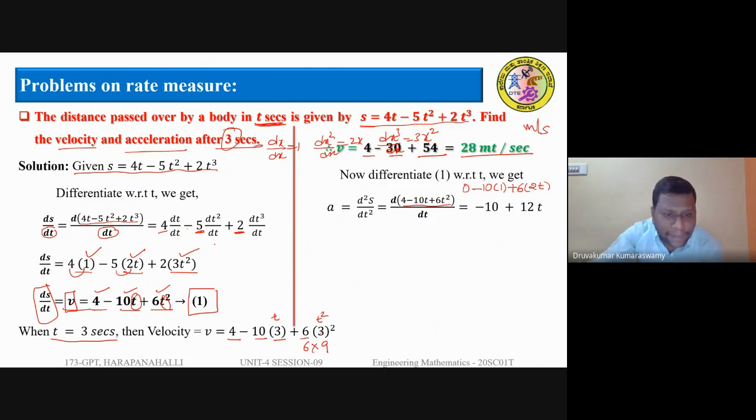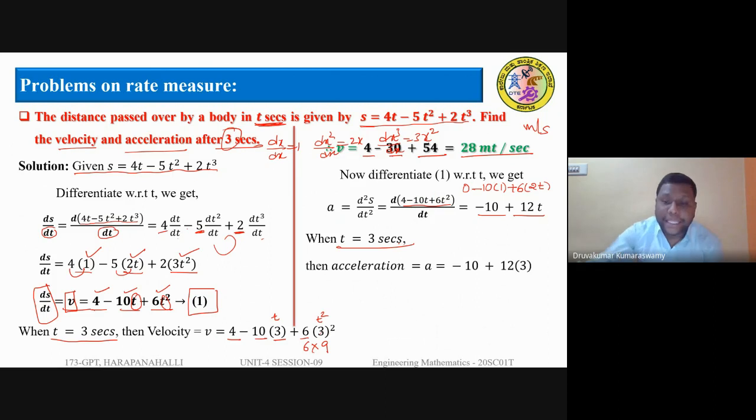We have done the same type of thing earlier, and we are writing the same here. So 0 minus 10 into 1 plus 6 into 2t. If you simplify, minus 10 into 1 is minus 10, plus 6 into 2 is 12t. Therefore acceleration is equal to minus 10 plus 12t. Now we have to find acceleration at t equal to 3 seconds. Wherever t is there, we substitute 3.